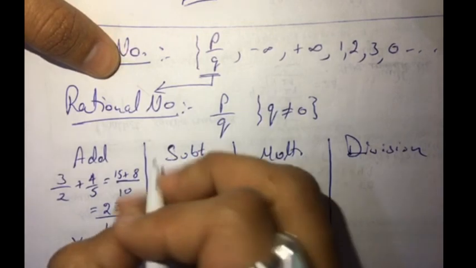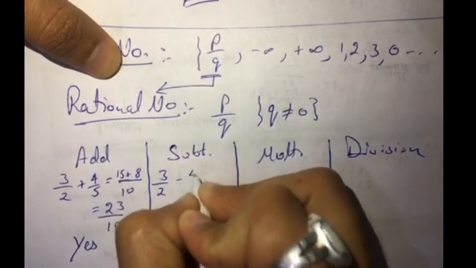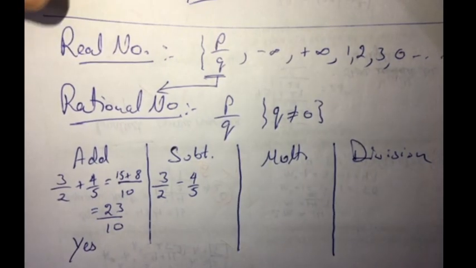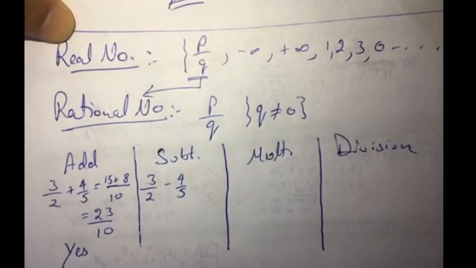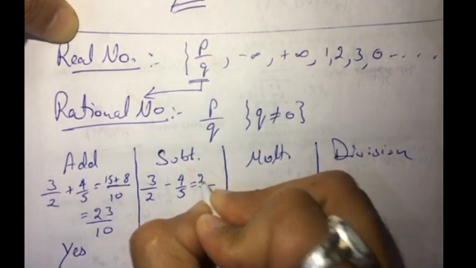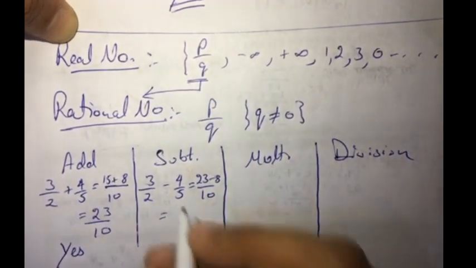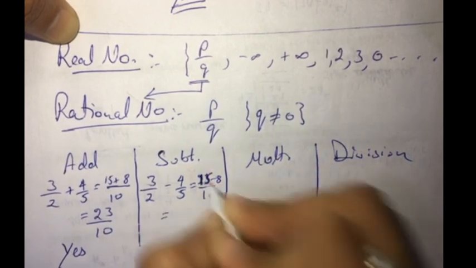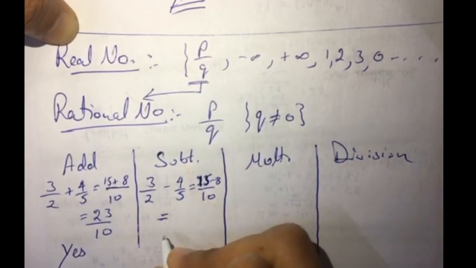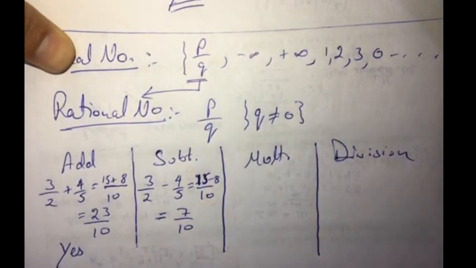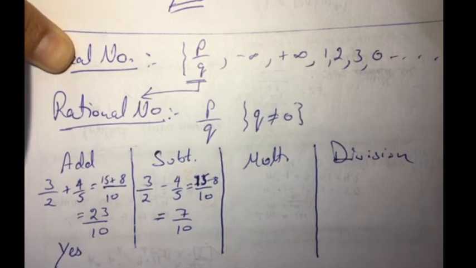Now to subtraction, if I write 3 by 2 minus 4 by 5, then the result will be 15 minus 8 upon 10. That will give you 15 minus 8, which gives you 7 by 10. So again it works for subtraction also.